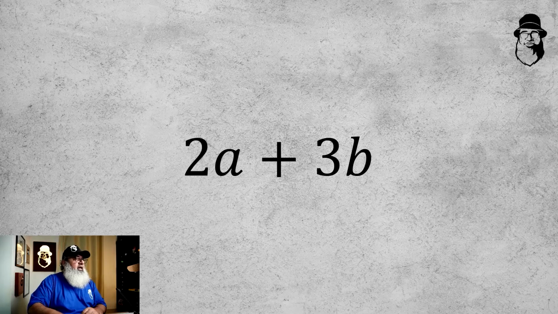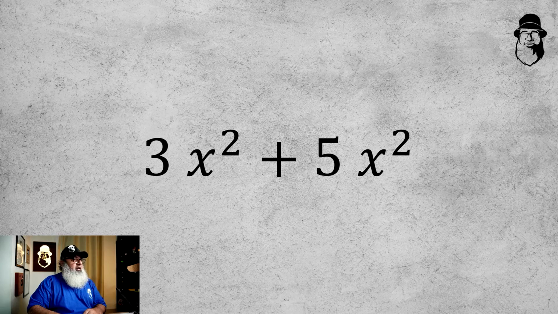We have seen that we can only combine terms of the same kind. We can add or subtract A terms or B terms, for example, but we cannot combine the A terms and B terms together. So if the answer is 2A plus 3B, we cannot add 2A and 3B because they are different types of terms. Now, let's say we have 3x squared plus 5x squared.